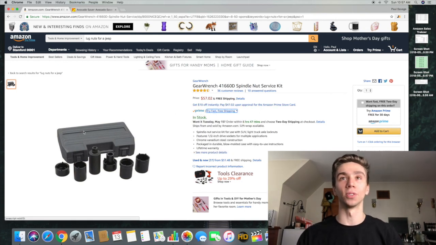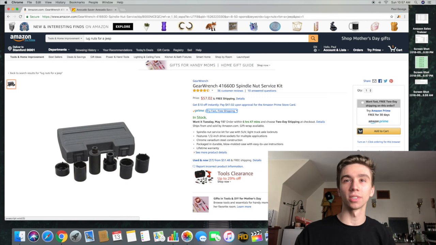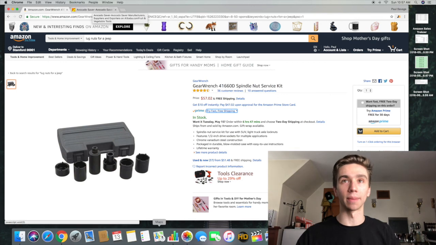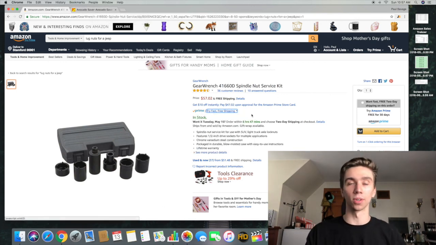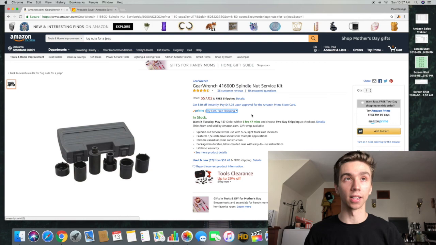So I would have this little gear wrench spindle nut service kit at my house the day after tomorrow, which is awesome. And I could probably pay $5 and have it tomorrow or even overnight. So tomorrow morning, I wake up and this is at my house. It's super powerful. A lot of people love Amazon. Like I said, it's the biggest marketplace in the world. So even if you could take a fraction of a fraction of a fraction of their sales, you're going to be making a lot of money.